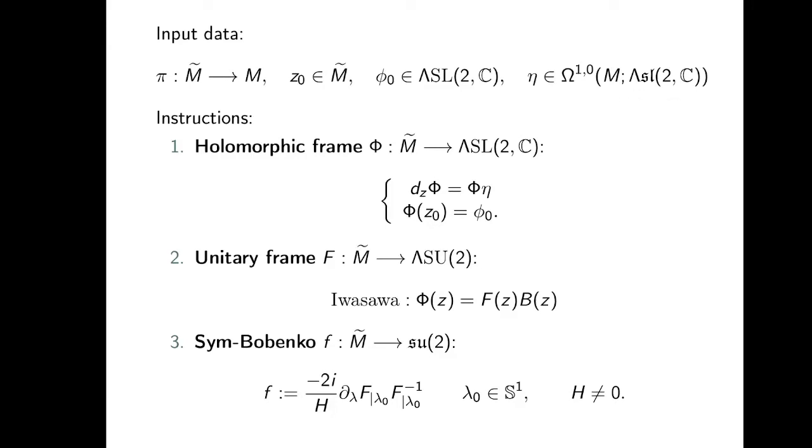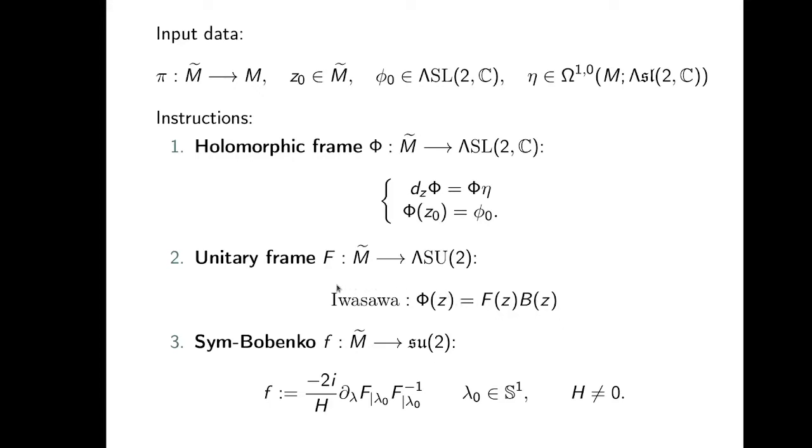With these ingredients, the DPW method has 3 steps. First, define a map phi from M tilde to the loop group lambda SL2C as the solution of the following initial value problem. You solve an ODE on M tilde, d phi equals phi eta, with initial value phi of z0 equals phi naught. The resulting map phi is holomorphic and is called the holomorphic frame. The second step is to perform an Iwasawa decomposition on phi. For each z in M tilde, decompose phi into a unitary part F and a positive part B.